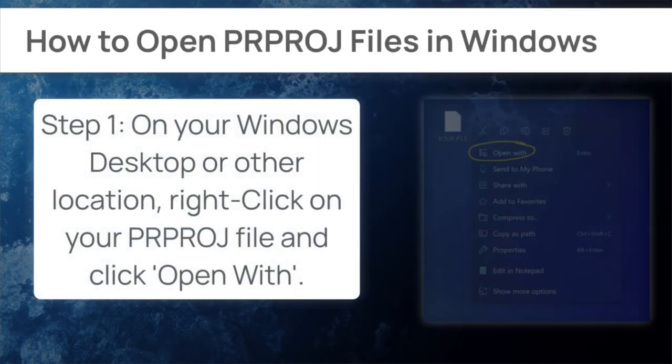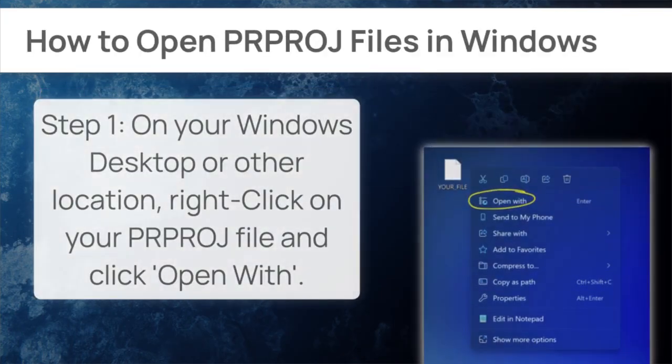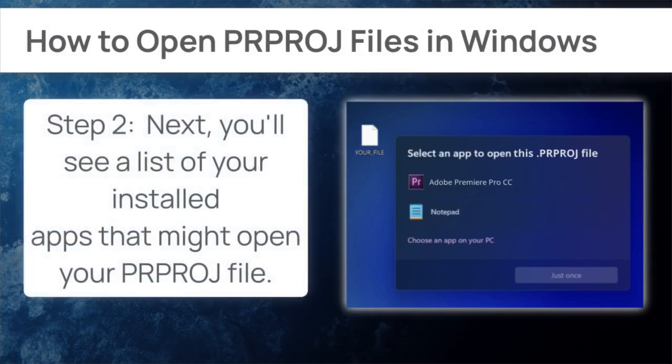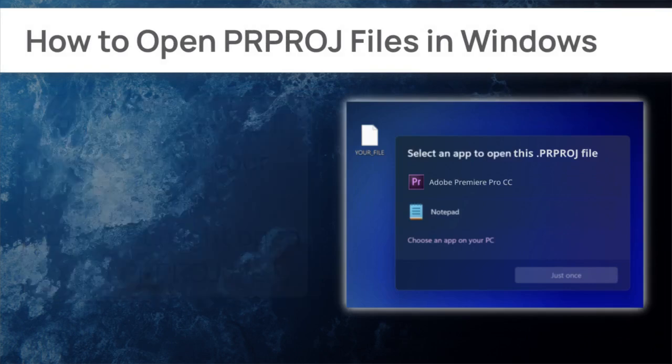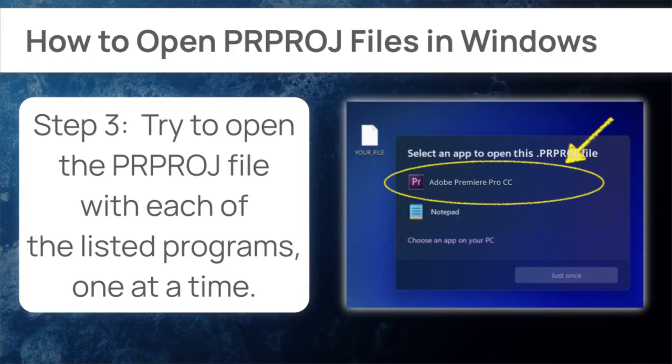To resolve the application failure, right-click your PRPROJ file and choose Open With. Check for Adobe Premiere Pro CC and test it first. If it's missing, select another program from the list. We need a successful file association.